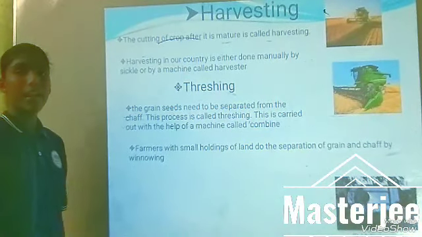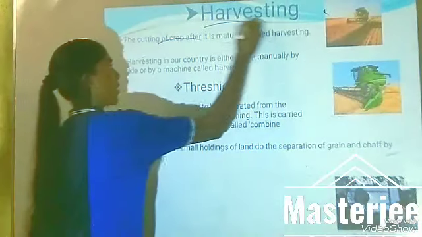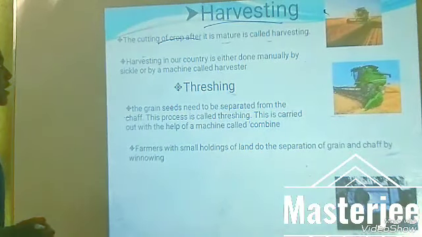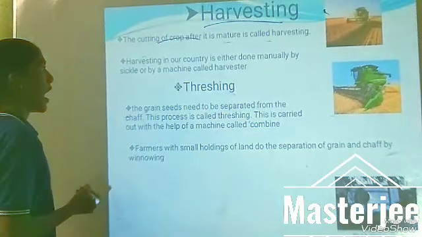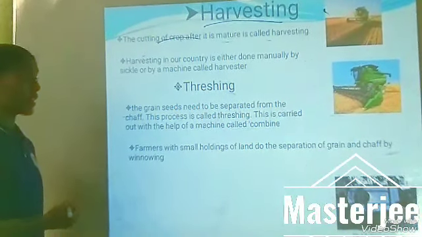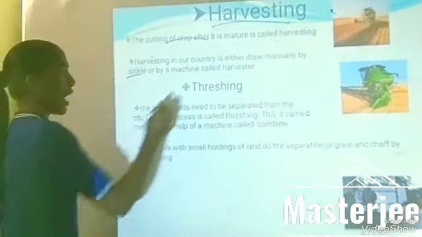The next and very important thing in agriculture practice is harvesting. Harvesting is the cutting of crops after they get mature. Harvesting in our country is either done manually by sickle or by a machine called harvester.